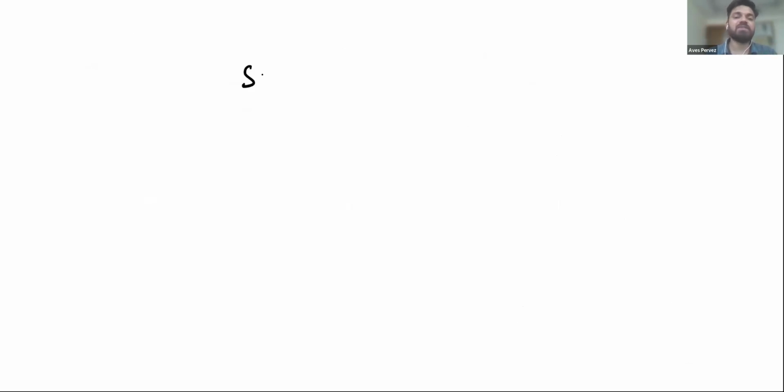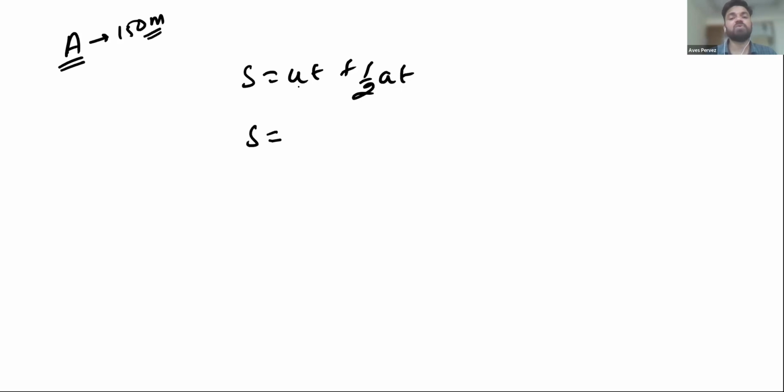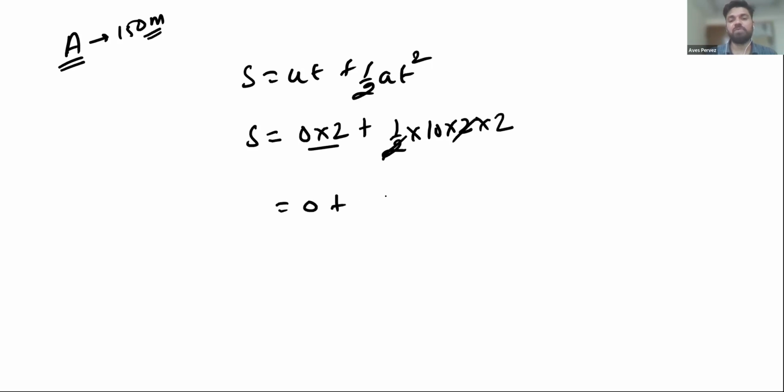So you can write here that S is equals to UT plus half AT square. And we are just calculating for the object dropped from the height of 150 meter. So S will be equals to what? This is 0 into t, whatever the time is, time you can write 2, plus half into 10 into 2 into 2. Half and 2 cut, and this will give you 0 plus 20. S is equals to 20 meters. This is 20 meters.